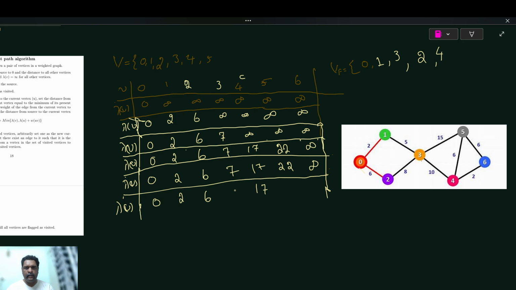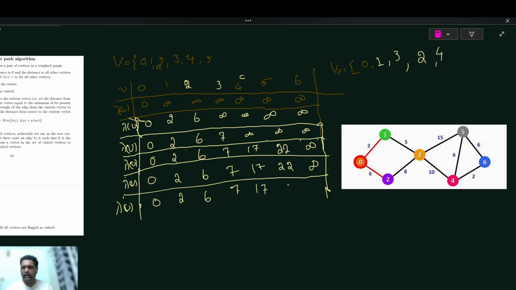And observe one thing, the value of lambda for vertex 4 is 17, and the current value of lambda for vertex 3 is 7. So it's not going to change, because whatever may be the weight of the edge from 4 to 3, 17 plus that value is much larger than 7, so we keep the value of 7 there.